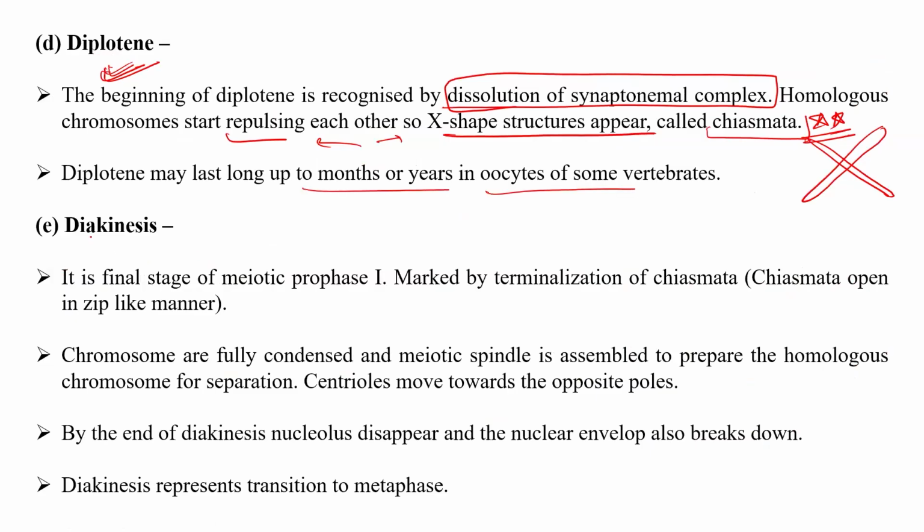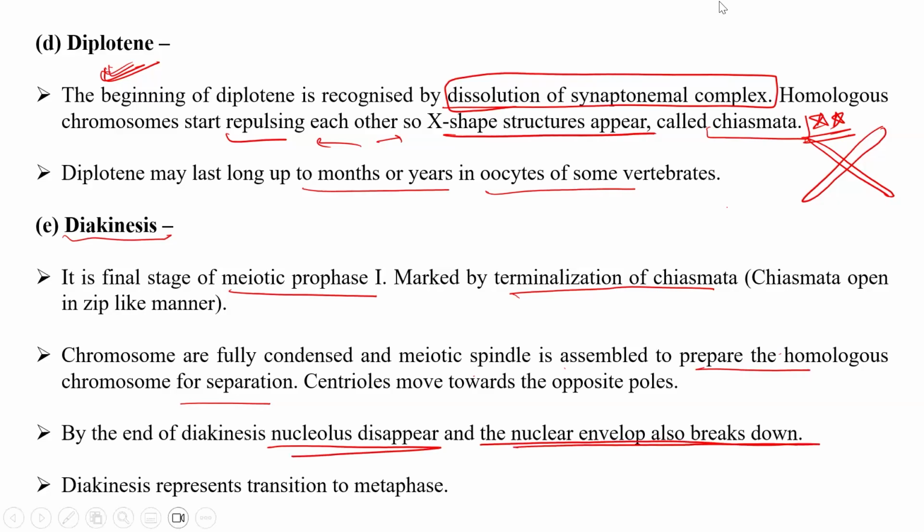The next stage is diakinesis. It is the final stage of meiotic prophase 1. It is marked by the terminalization of chiasmata. So chiasmata open in a zip-like manner, chromosomes are fully condensed, and the meiotic spindle is assembled to prepare the homologous chromosomes for separation. Centrioles move towards the opposite poles. By the end of diakinesis, the nucleolus disappears and the nuclear envelope also breaks down.